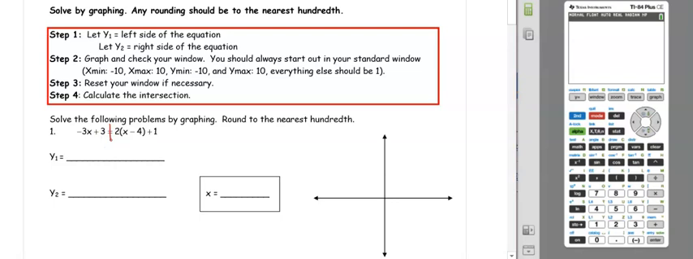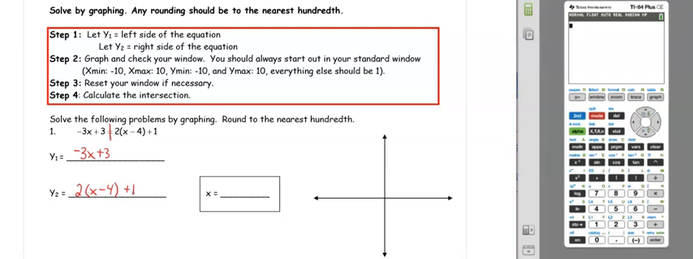So for y1, I'm going to put negative 3x plus 3, whatever comes before the equal sign, which is the left side of the equation, and then I'm going to put what's after the equal sign. Now, on the calculator, you don't need to distribute, you don't need to combine like terms, you just write it just as is from the right side of the equation. Next, we're going to check our window.